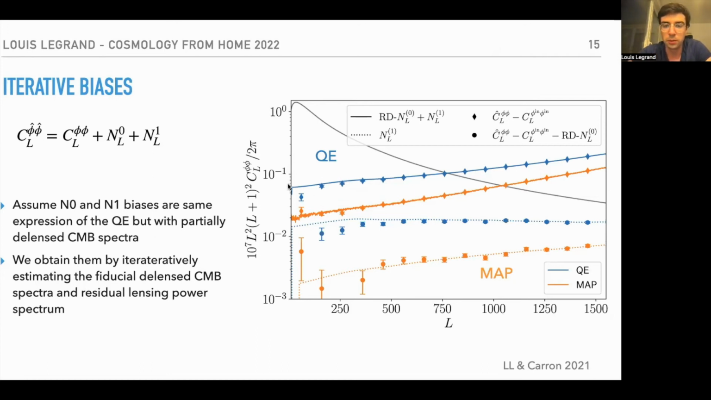So here in blue is the quadratic estimator, and in orange is our iterative or maximum a posteriori lensing estimator. The points are for simulations, while the curves are for our analytical estimates. And the plain line here is the N0 bias, and the dashed line here is the N1 bias. And we can see that in both cases it worked quite well. And we see also that the iterative lensing reconstruction is able to decrease the N0 bias by a factor of 2 and to decrease the N1 bias by a factor of 4.